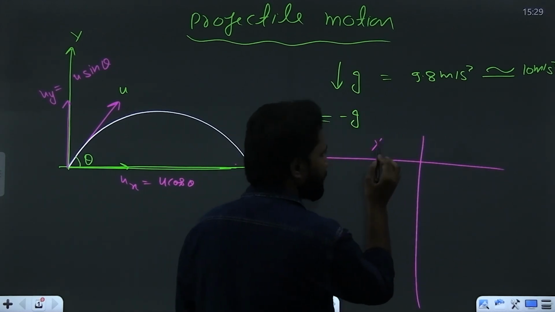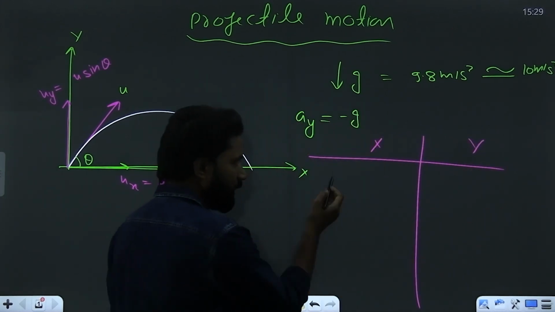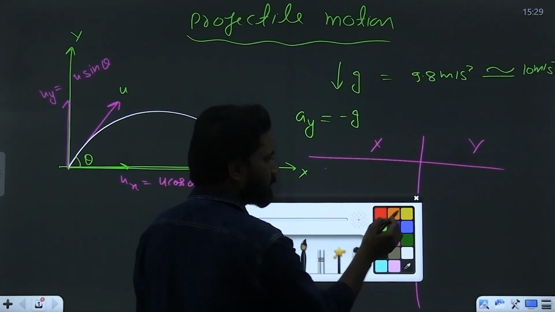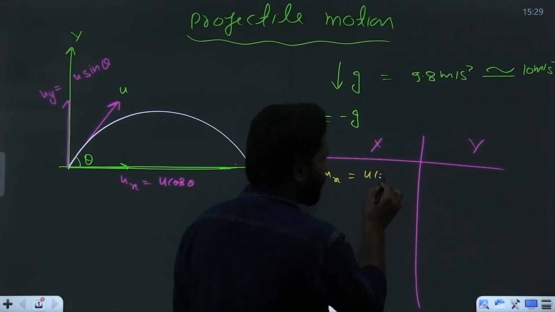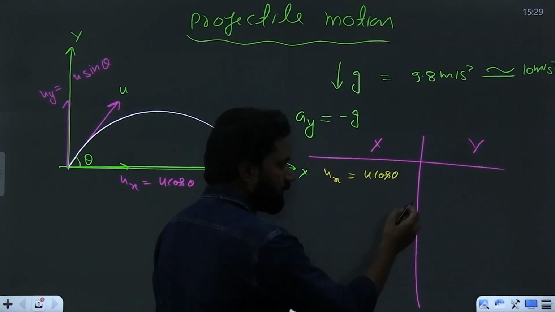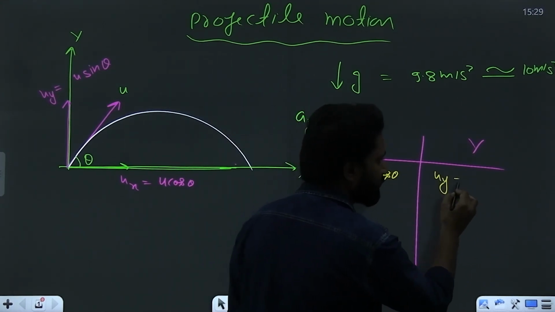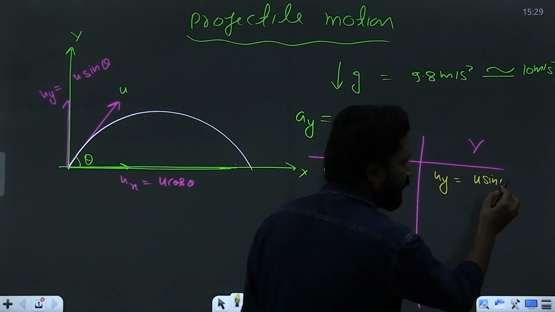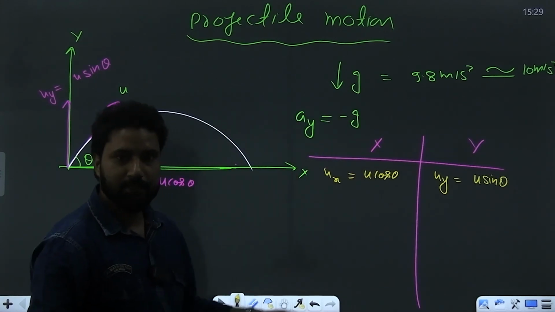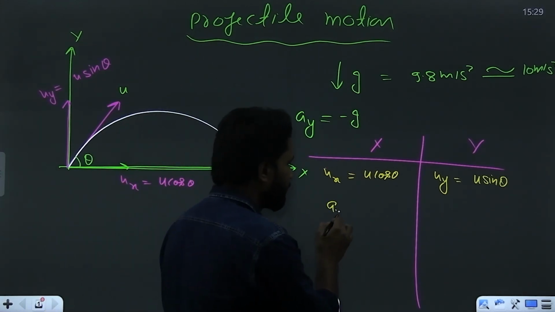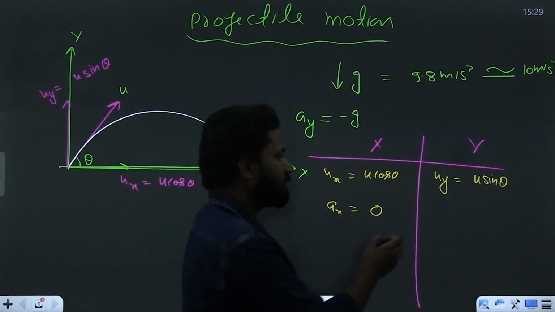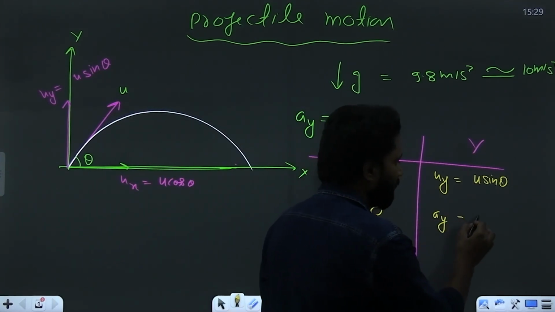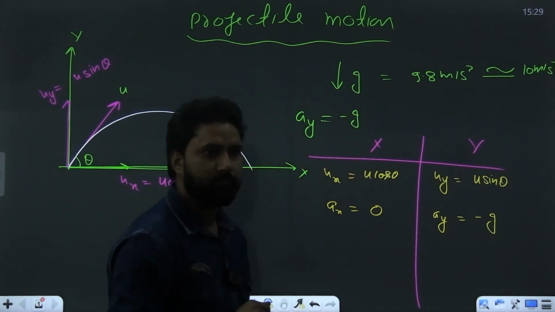Here we have two axes, x and y. So the initial velocity along the x-axis is u cos theta, and the initial velocity along the y-axis is u sin theta. What is the acceleration along the x-axis? Acceleration along the x-axis, ax, is equal to 0. And what is the acceleration along the y-axis? ay is equal to minus g.